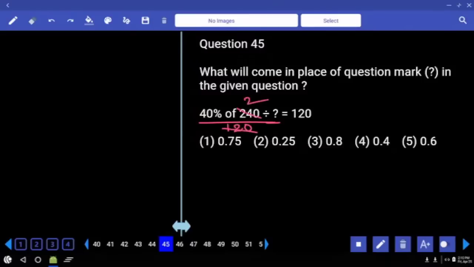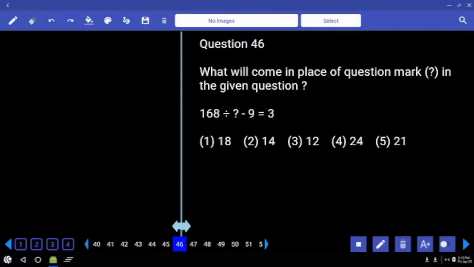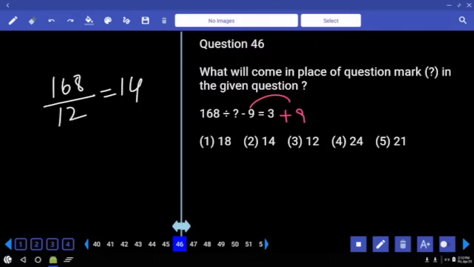120 2 times. 40% of 2 or 2% of 40, one and the same. 0.8. Minus 9 goes to the other side, becomes plus 9. 3 plus 9, 12. 160 by x is equal to 12. Then x is equal to divided by 12, which is 14.